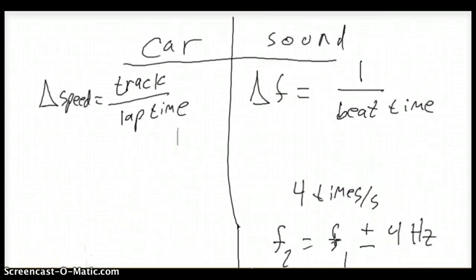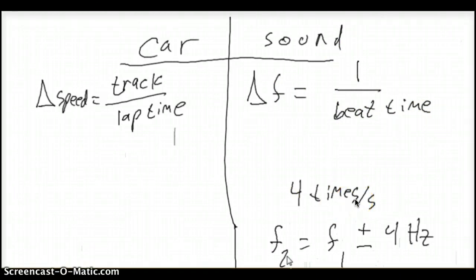So in the car, when we are looking for the change in speed, we're talking about the track, so that would be the track over the lap time. But in sound, when we're talking about speed, that would be frequency, so the change in frequency will equal 1 over the beat time.